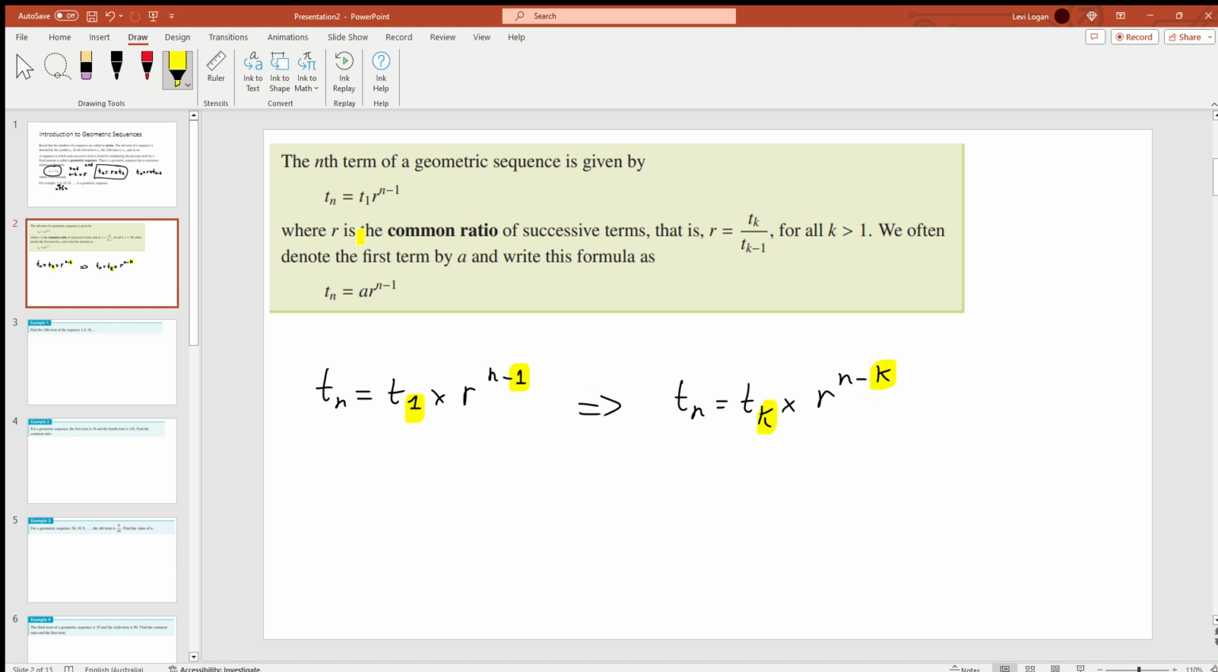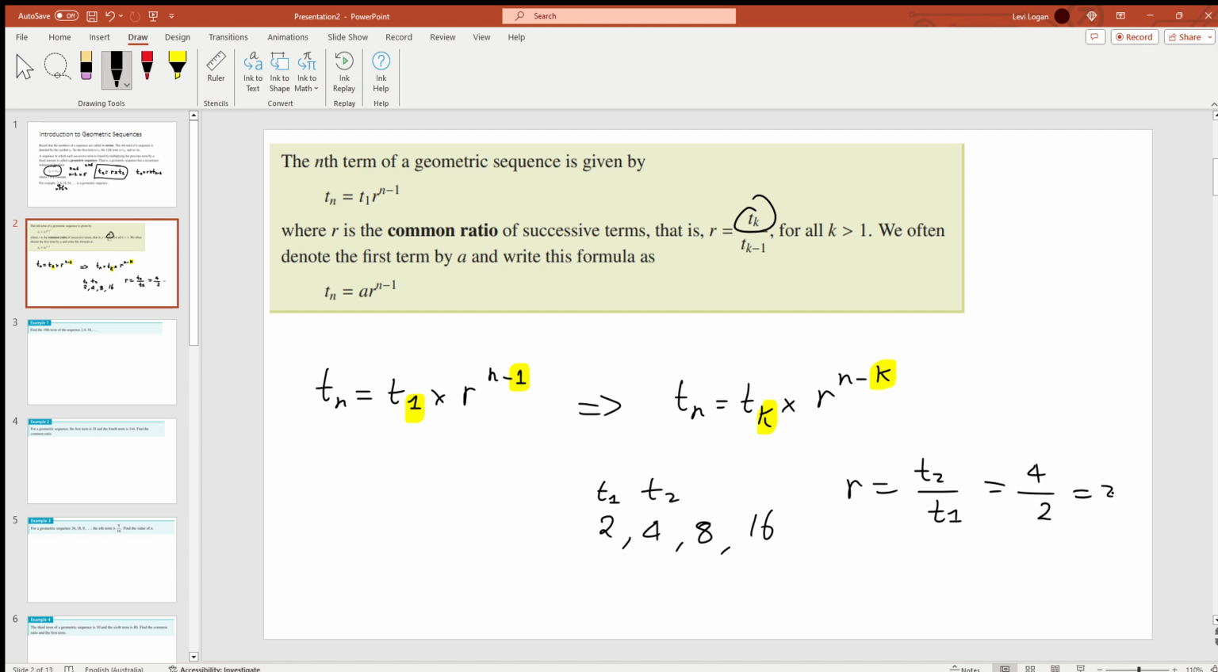Okay, r is the common ratio of the successive terms. It's given like this. So pretty much if you want to work out r, you want to divide one term by the other. So for example, if we had this geometric sequence, 2, 4, 8, 16, that's my first term and that's my second term. So r is going to be t of 2 divided by t of 1. So that's what that means there. So in other words, we're going to have 4 over 2, which gives us 2.